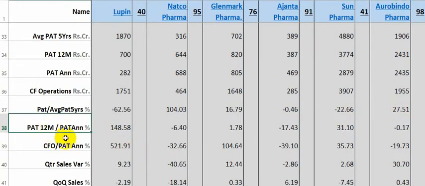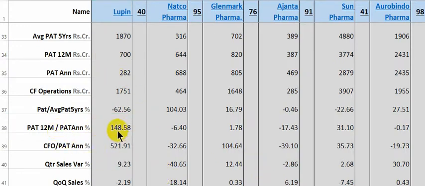Next, let us look at the growth in profit from the previous year, that is the recent profit compared with the previous year's profit. What was the growth in that? Lupin had a growth rate of 148%, although if you look at it, the profit after tax of the 12 month was 700, and the previous year it was 282 CR, that is in 2018. In fact, we don't have the 2019 value here.